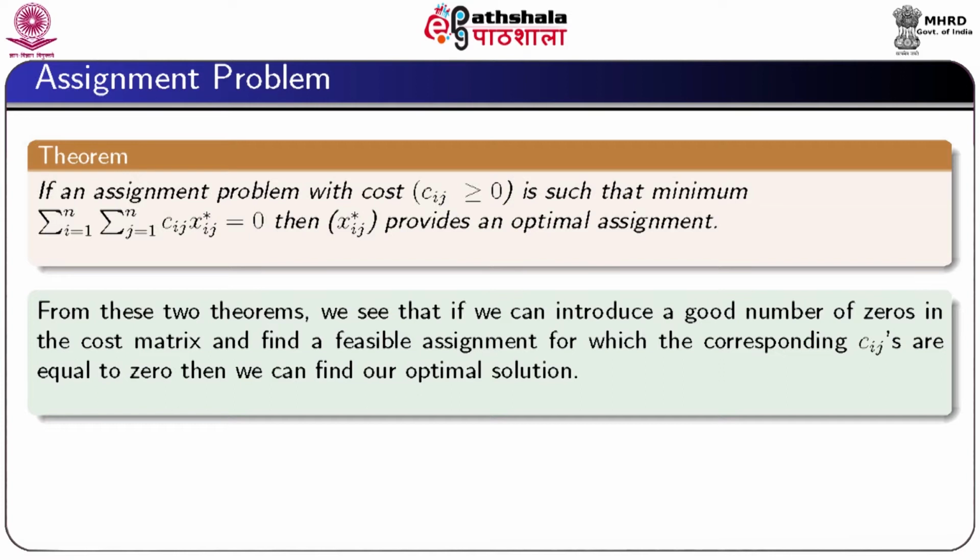From these two results given in the two theorems, we see that if you can introduce a good number of zeros in the cost matrix by employing the first result, that means if we can add or subtract some constant in the elements of the cost matrix, and by doing so you can get a good number of zeros in the cost matrix, we can find a feasible assignment for which the corresponding Cij's are equal to 0, and then we can find our optimal solution.